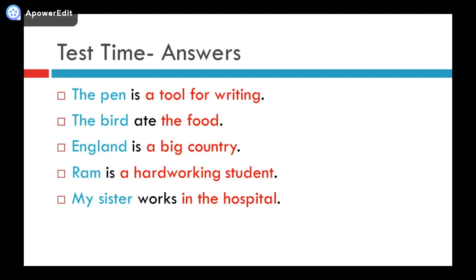My sister works in the hospital. Who are we talking about? We are talking about my sister. And what information do we have about her? That she is working in the hospital. So, "works in the hospital" becomes your predicate.